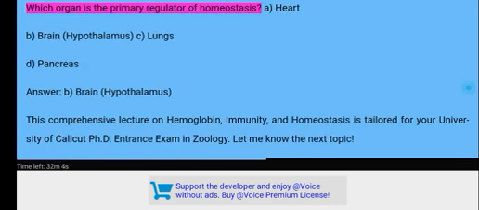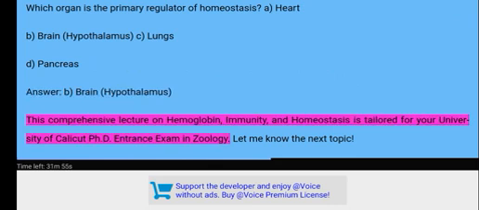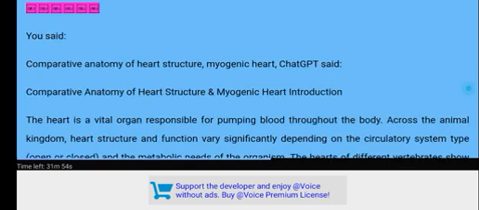IgE. Which organ is the primary regulator of homeostasis? A. Heart. B. Brain, hypothalamus. C. Lungs. D. Pancreas. Answer, B. Brain, hypothalamus. This comprehensive lecture on hemoglobin, immunity, and homeostasis is tailored for your University of Calicut PhD entrance exam in zoology. Let me know the next topic.